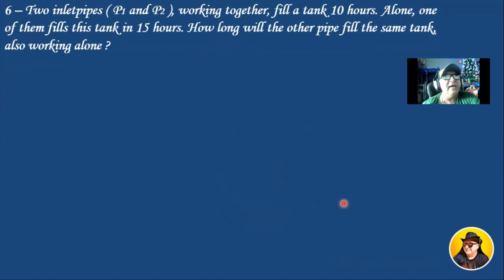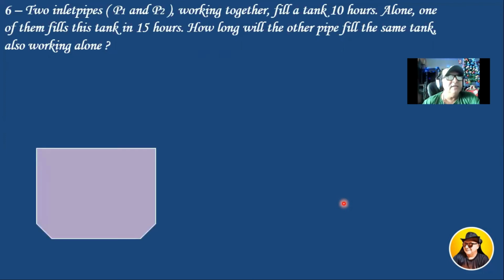Question number 6. Two inlet pipes, P1 and P2, working together, fill a tank in 10 hours, okay? Alone, one of them fills this tank in 15 hours. How long will the other pipe fill the same tank, also working alone? Well, this word problem is a bit different from the others, but it is not impossible to be calculated. Let's do this. We have to understand the situation.